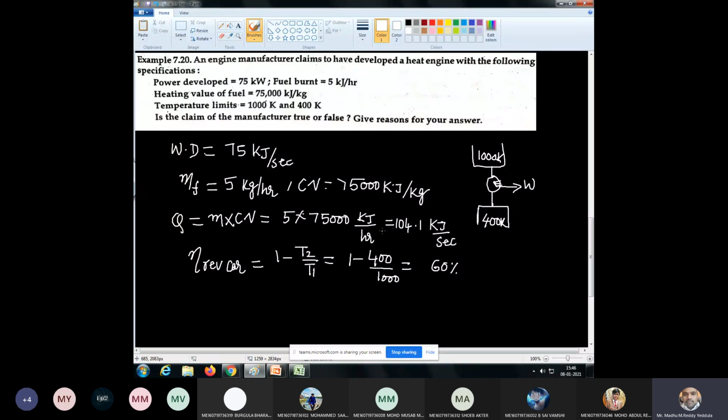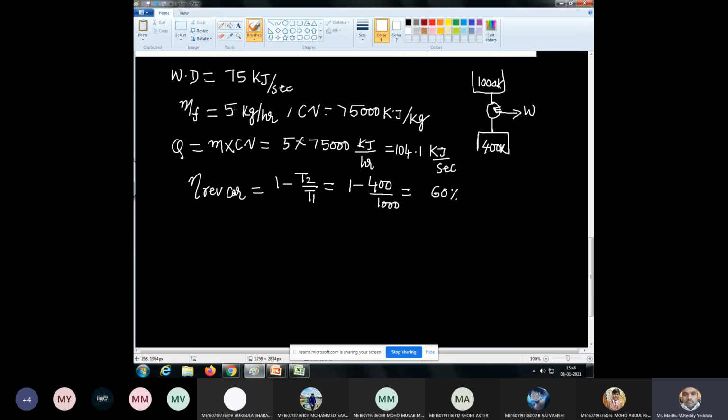Now we have work done and heat supplied for this engine. How to get the efficiency of the engine? Work done by heat supplied. Both units are the same. Work done we calculated as 75 kilojoules per second, divided by heat supplied, also in the same unit, 104.1, into 100. How much is this value? Tell me. 72%.